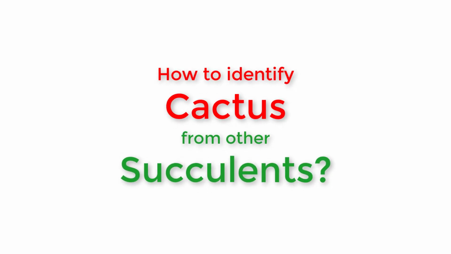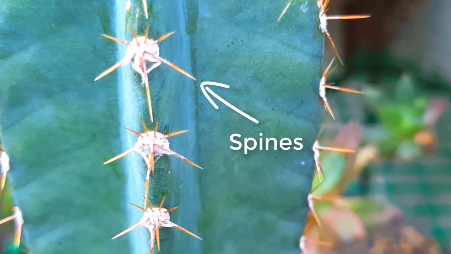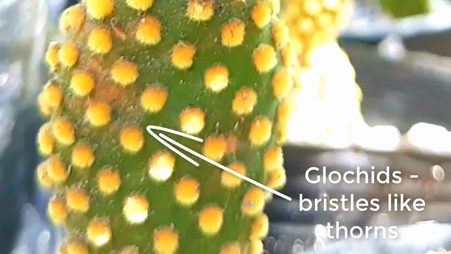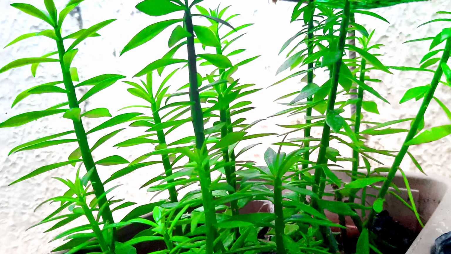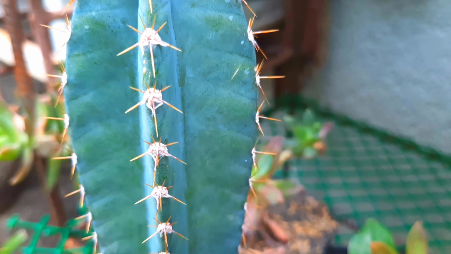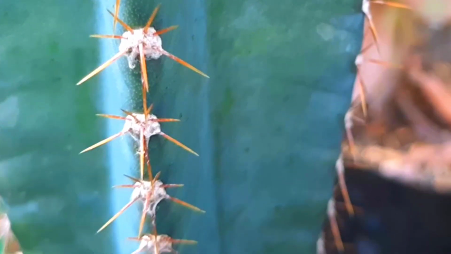Let's continue. How to identify cactus from other succulents? Cactus mostly have spines, glochids. These are bristle-like thorns. They have flowers or sometimes leaves which grow from areoles. This is the main difference that sets cactus apart from other succulent plant families, the areole.